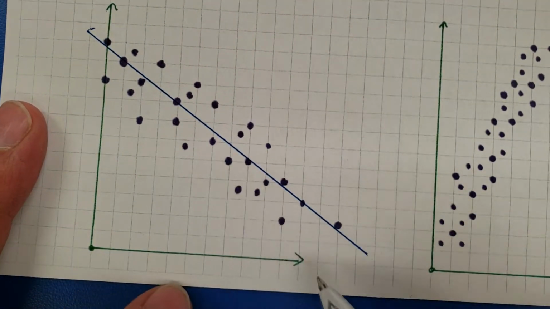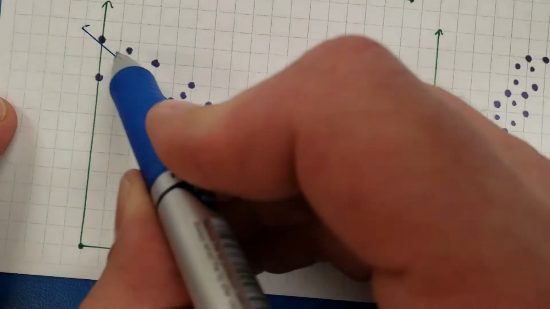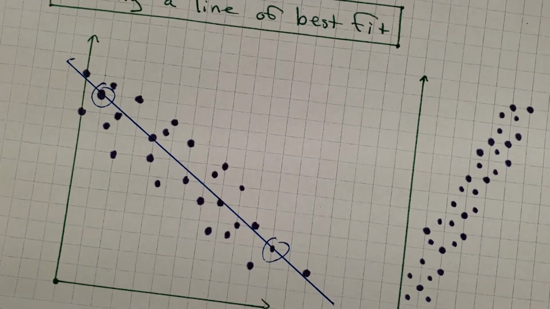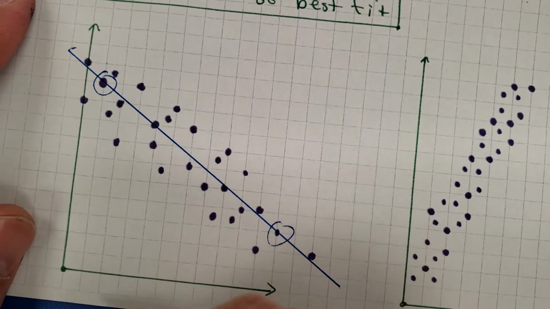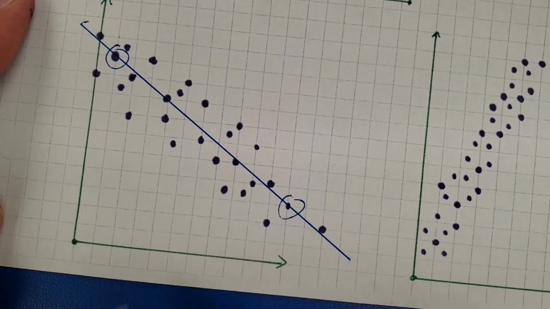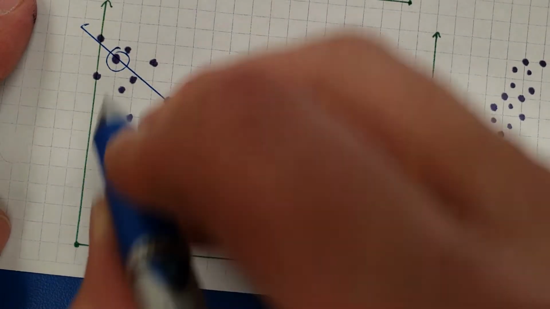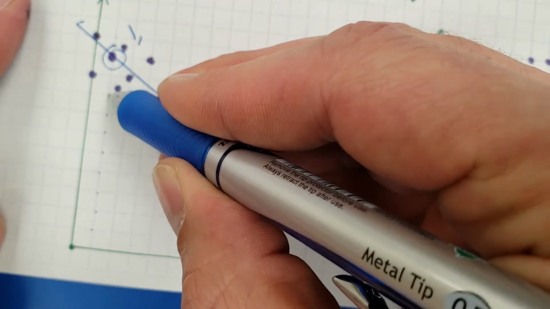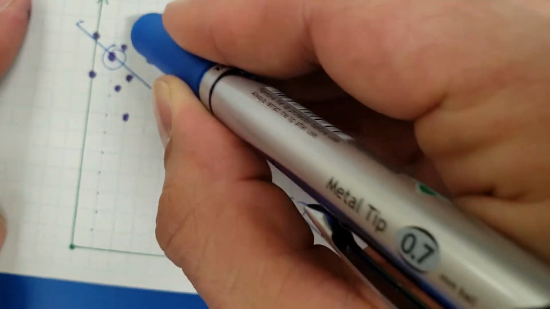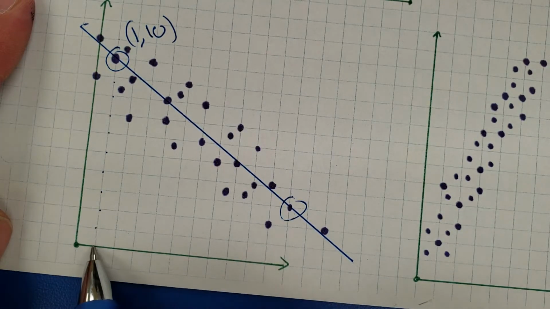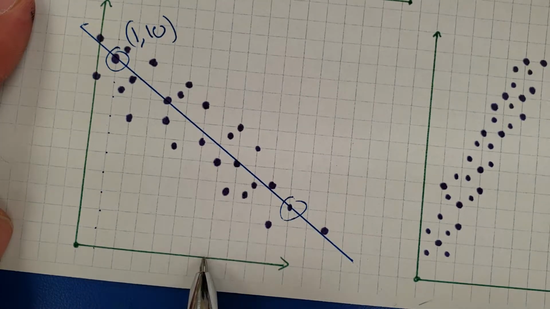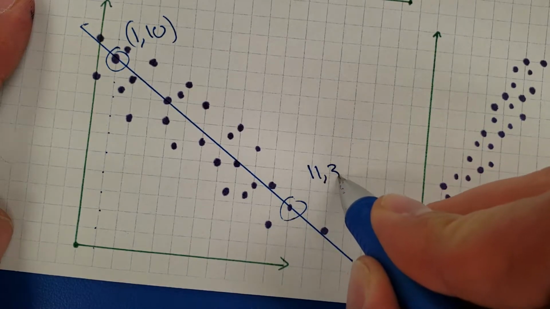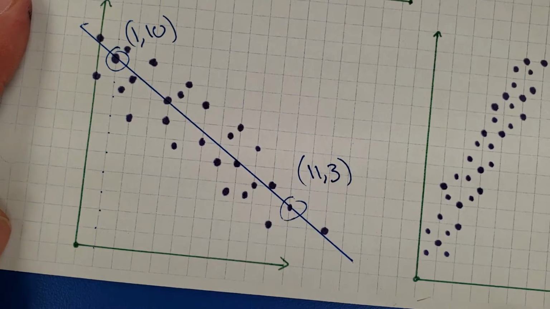So what am I going to do? I'm going to use a couple of coordinate points, the first one I hit over here and the last one I hit, to actually make the equation. Maybe it'd be nice if I had a label here. So this one is 1 and 10. Wasn't that nice? This one is 11 and 3. Okay, so I've got myself 2 coordinate points.